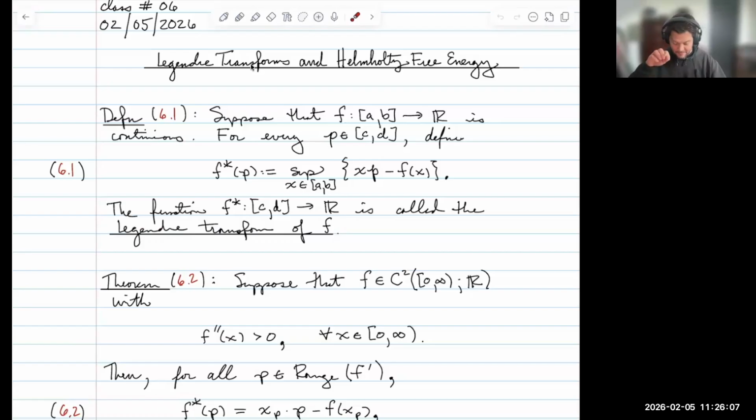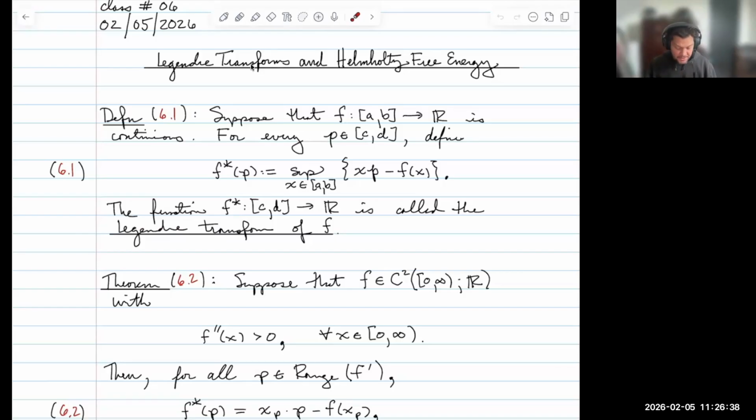So fix that value of p. For each fixed value of p, f star of p is the supremum over x in the original interval AB of the quantity x times p minus f of x. That will give you a value, and that value, of course, will change every time I change the value of p. The function f star from CD to R is called the Legendre transform of f.